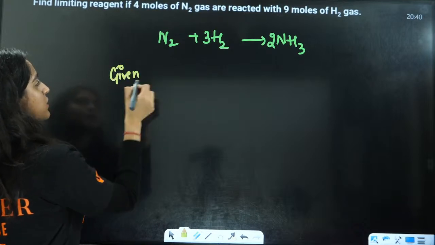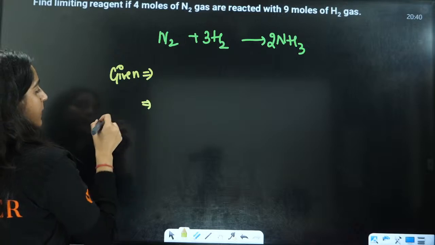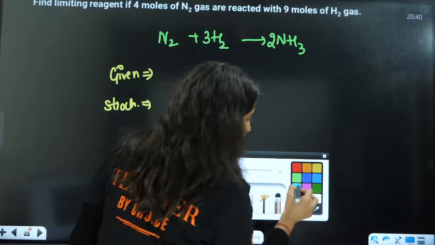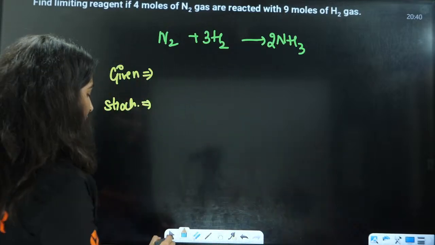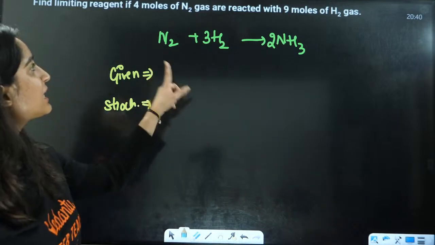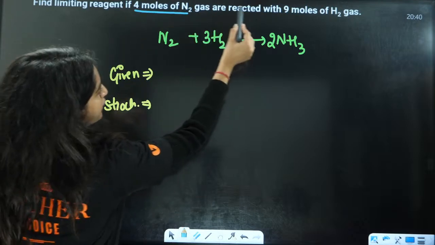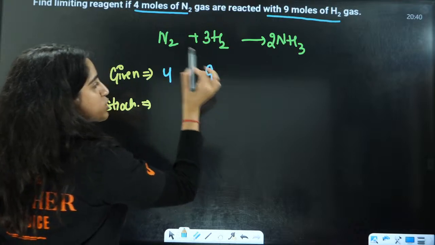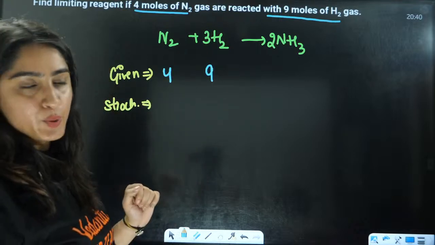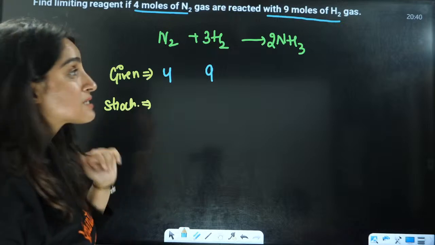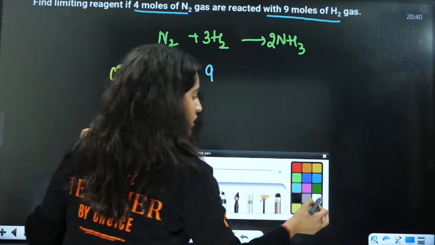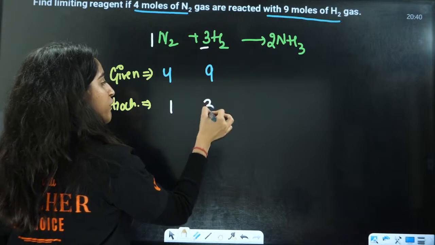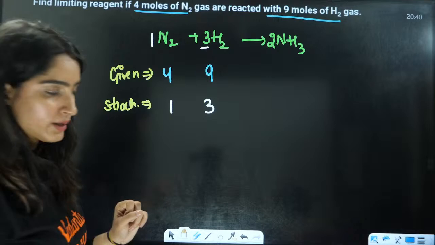This is given, and these are stoichiometry. So what is given and what is stoichiometry? Given is 4 moles of N2 and 9 moles of H2. That is given to you. And stoichiometry here is 1 mole of N2 and 3 moles of H2.